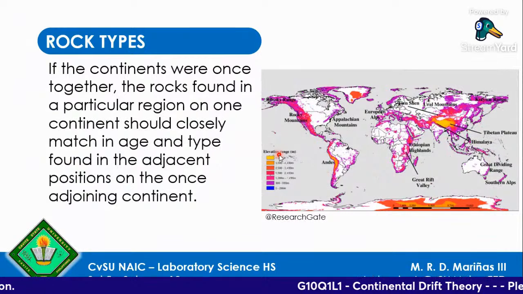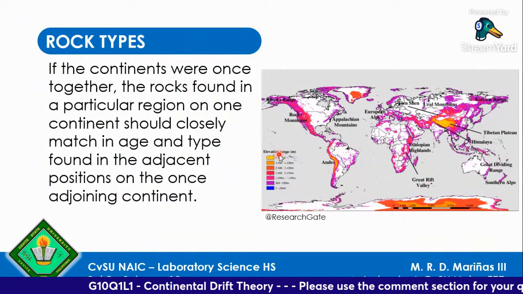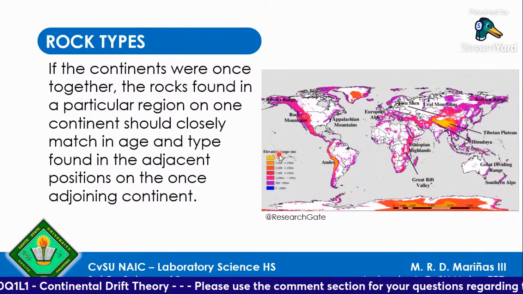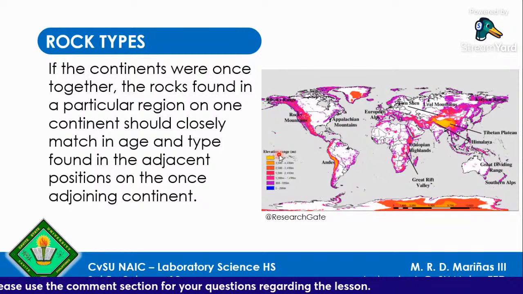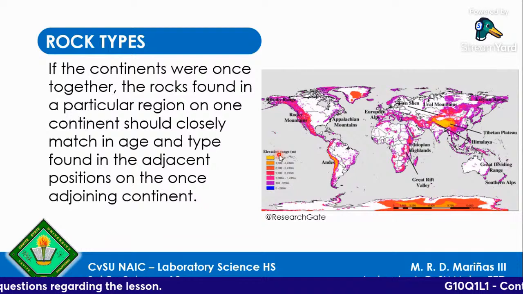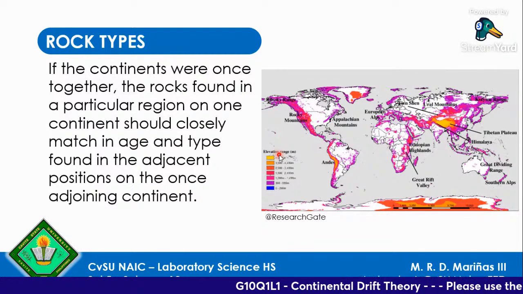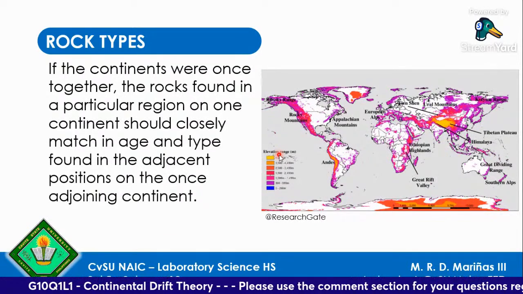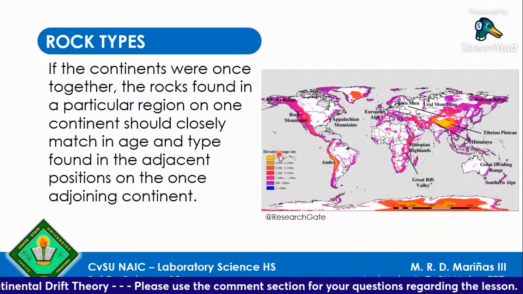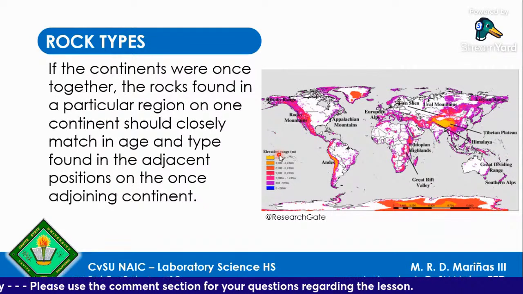So aside from the fossils, okay, sinabi rin natin na mayroong mga rock types na magkakamukha sa iba't ibang continents. Okay? So sabi nila, if the continents were once together, the rocks found in a particular region on one continent should closely match in age and type found in the adjacent position on the one's adjoining continent. So they propose na yung mga mountain ranges natin, specifically yung mga medyo matatandang mga mountain ranges natin, ay sabihin natin, they are just part of a longer mountain ranges sa magkakadikit na continent.